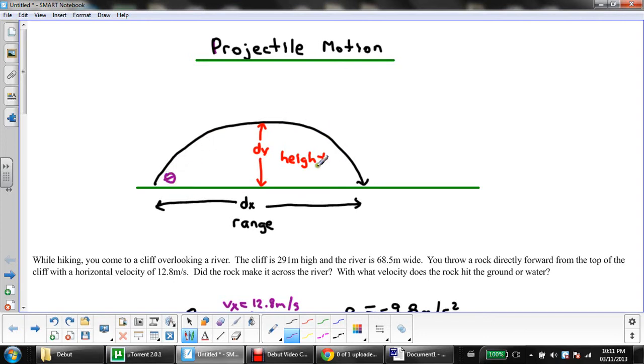Just so we understand some terms, usually when we say height, it's the maximum height that it reaches, right at the top of its parabolic arc. And if you hear the word range in any questions, it's asking for how far does it go in the x. So I've labeled range dx, and I've labeled height dy on this diagram.